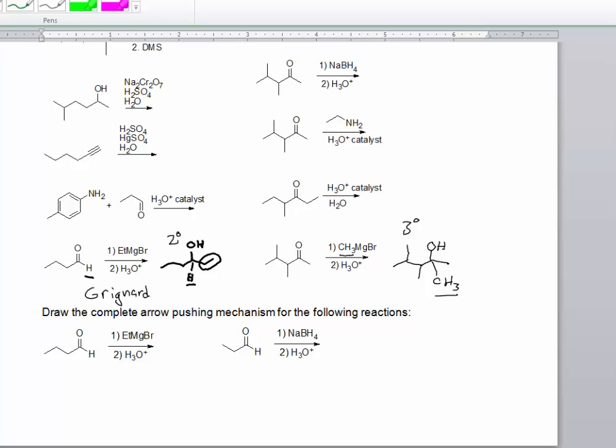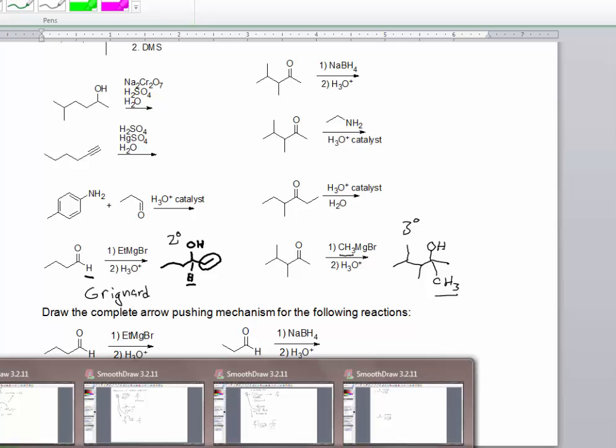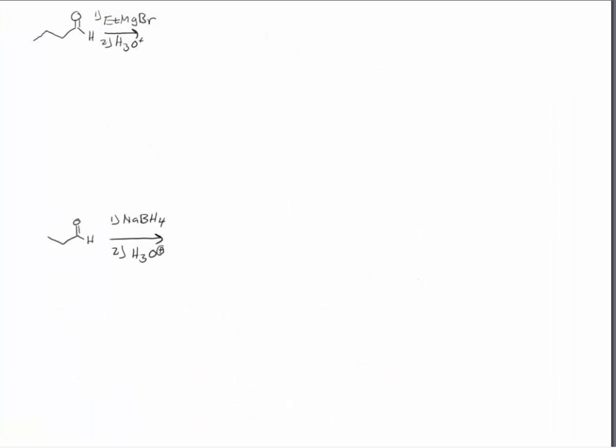Now to draw the complete arrow pushing mechanism for the following reactions. Essentially, we're going to draw arrow pushing mechanisms for these Grignard reactions. And so remember that the Grignard looks like this. And so the nucleophile is this C-Mg bond. It's going to attack the carbonyl. And we end up with this image here.